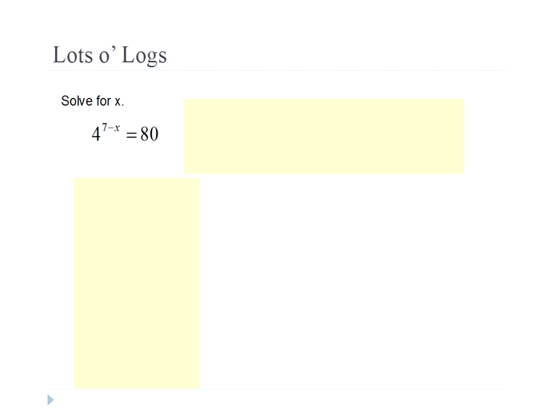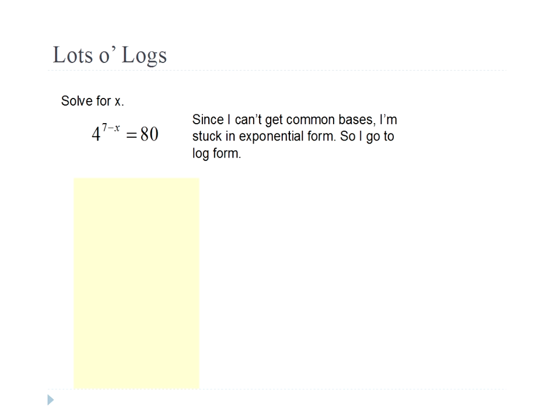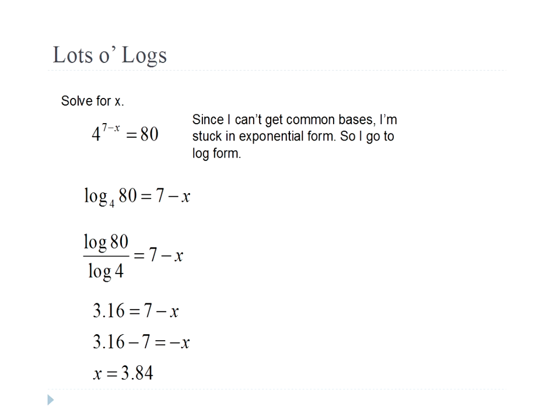Here's the last one for tonight. 4 to the 7 minus x equals 80. Again, no surprise here, I can't get common bases, so I'm going to go to log form. This is log 80 divided by log 4. The base is on the bottom. And then I solve for x.